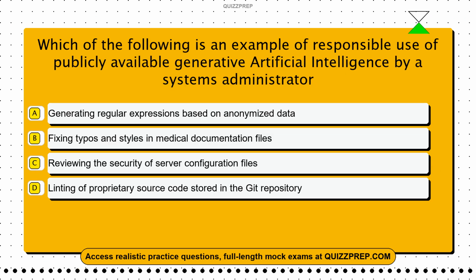Question 99. Which of the following is an example of responsible use of publicly available generative artificial intelligence by a systems administrator? Option A, generating regular expressions based on anonymized data. Option B, fixing typos and styles in medical documentation files. Option C, reviewing the security of server configuration files. Option D, linting of proprietary source code stored in the Git repository.